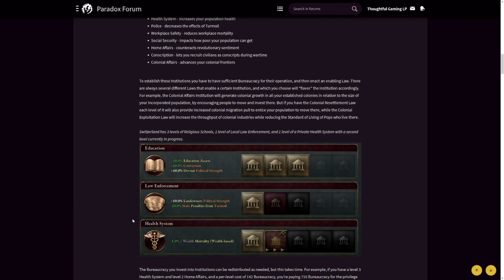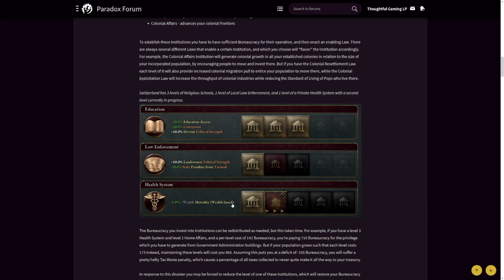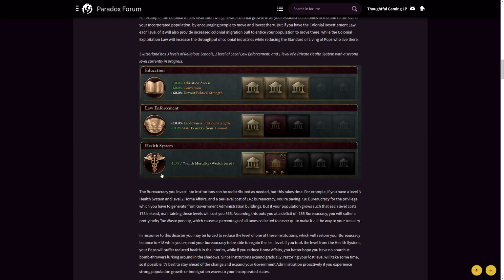Then we have law enforcement. 10% more landowners' political strength through law enforcement police, and 20% less state penalties from turmoil. So turmoil is suppressed and landowners gain political strength. Then we have the health system: 1% less per wealth mortality, wealth-based. So poorer people don't die as often with a health system.